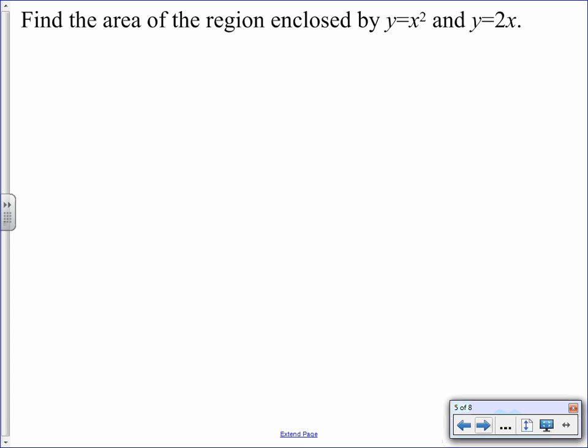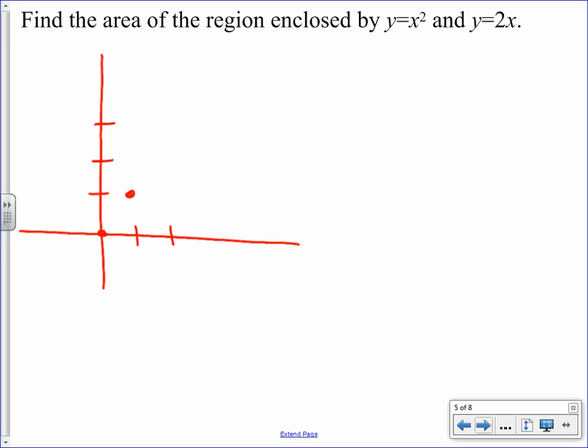Here's where the boundaries are not clear, and a picture is very important. I want the area of the region enclosed by y equals x squared and y equals 2x. Y equals x squared is a parabola, right? Here's my parabola.